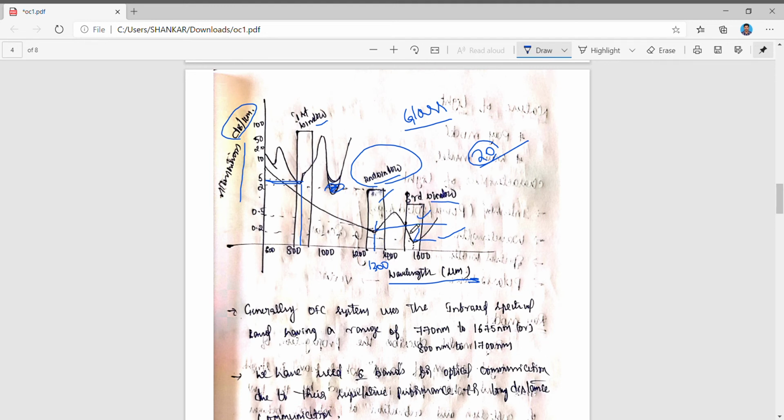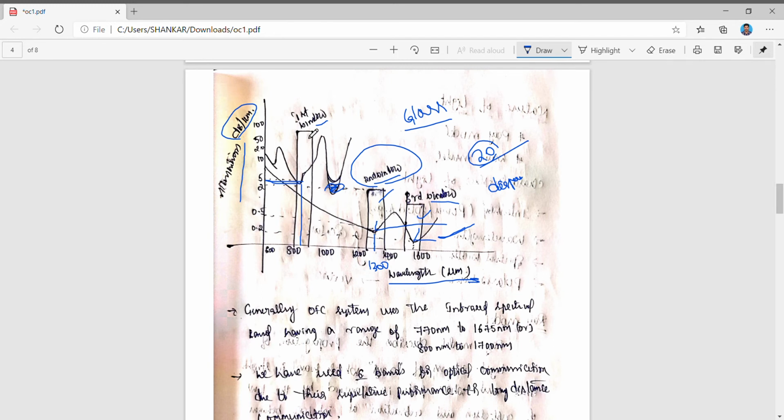I will recap again. Here 1550 nanometers has 0.2 dB attenuation, which is very low compared to the second window, so ultimately we can choose the third window. But the designers will choose the second window also in some cases, because the dispersion is less as compared to the 1550 nanometer range. With less dispersion here, in that condition they will choose both windows for optical communication purposes.